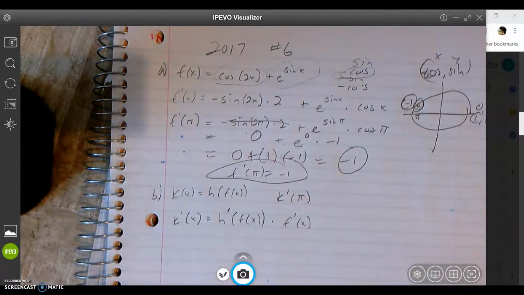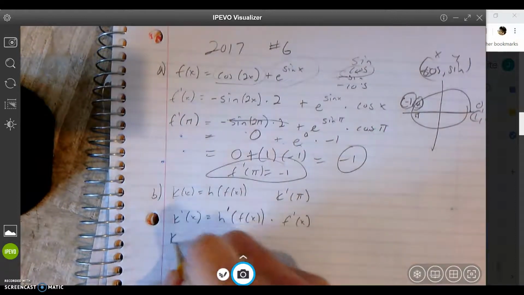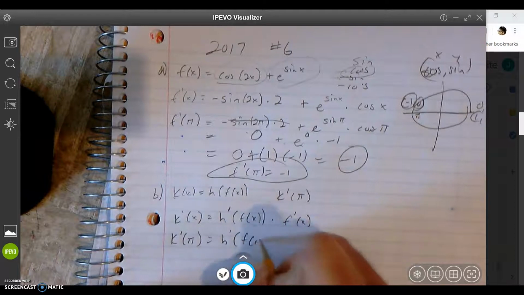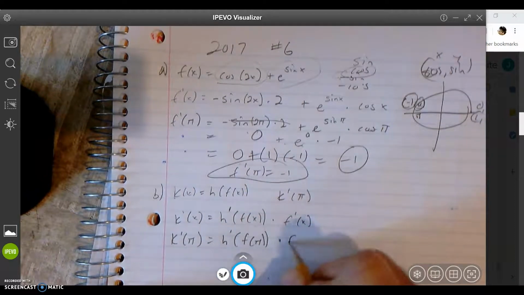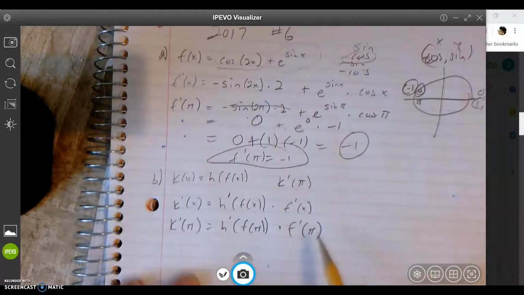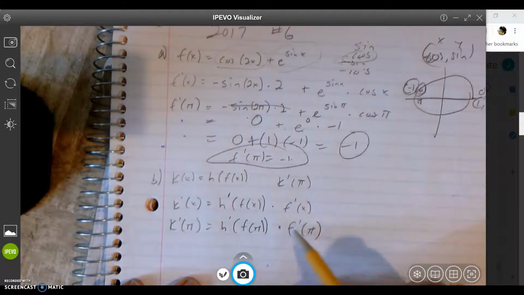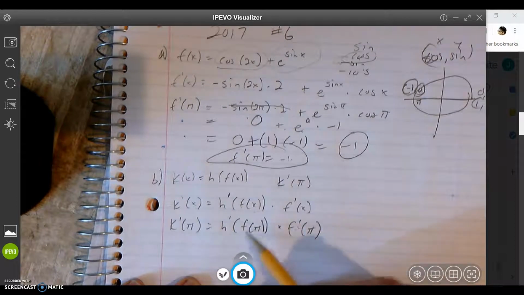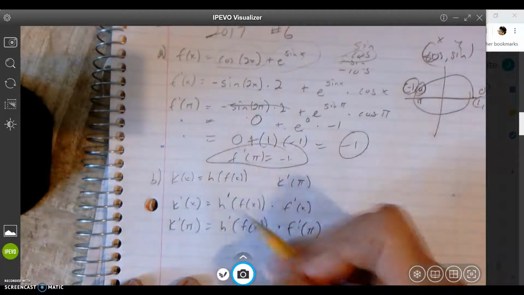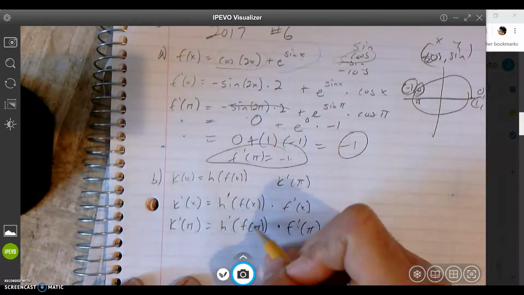Cool. All right. So now I'm going to plug in pi. So k prime of pi is h prime of f of pi times f prime of pi. All right, so we know f prime of pi. We just did that. This is negative 1 right there, so we good. So I got to figure this out. So f of pi. If f is this, I just got to plug in pi there, and then figure out what the derivative is at that point.